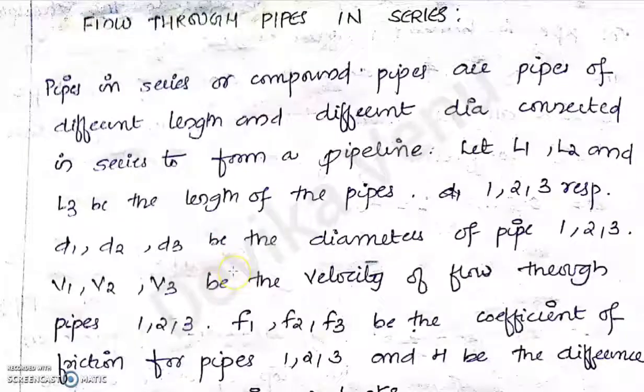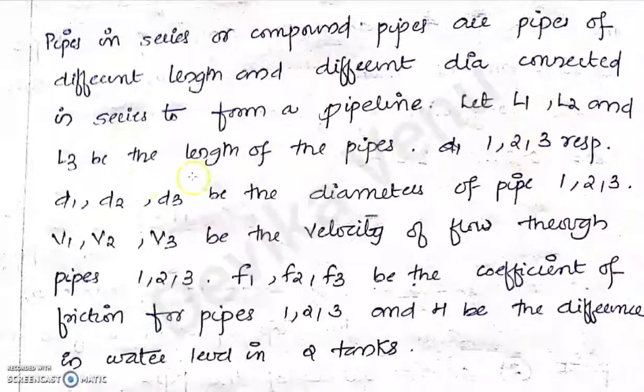Hello students, we will see flow through pipes in series. Pipes which are connected in series are known as compound pipes, and these are pipes with different lengths and different diameters connected in series to form a pipeline. Consider a series of pipes connected with lengths L1, L2 and L3.